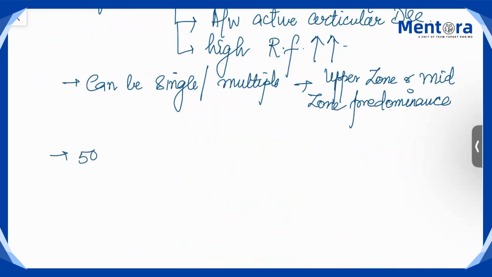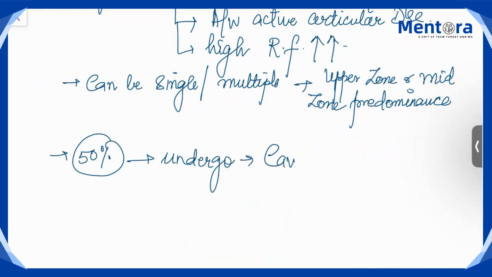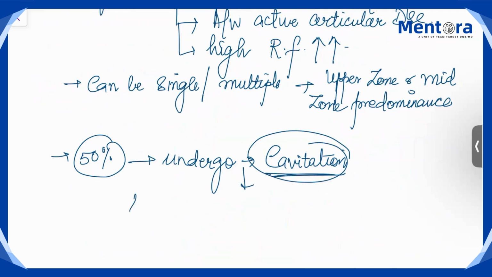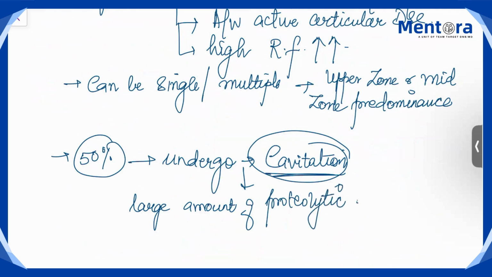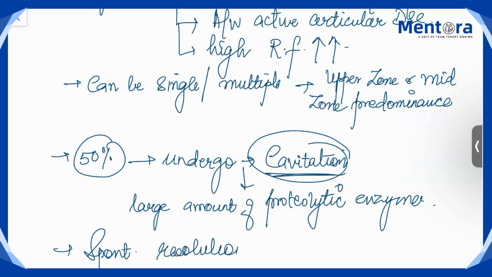50% of these rheumatoid nodules will undergo cavitation. And why do they undergo cavitation? Because of the activity of a large amount of proteolytic enzymes. So a large amount of proteolytic enzymes are present here, and hence the nodules will land up in cavity formation. And for the remaining 50%, there will be spontaneous resolution.